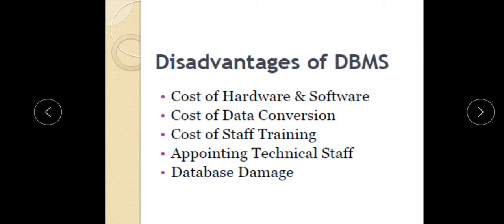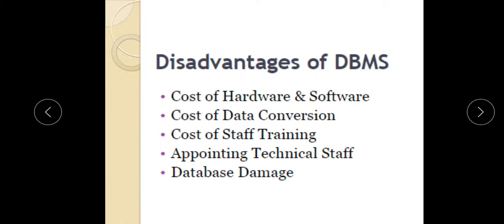Now next one is the disadvantages of DBMS. These are the 5 disadvantages. The cost of hardware and software: the implementation cost is very high in the case of a DBMS compared to the file processing system. The cost of data conversion: we have to convert the data to the required format. The database cannot accept all formats. Only that type of data can be stored in the database, so for conversion we require extra cost.